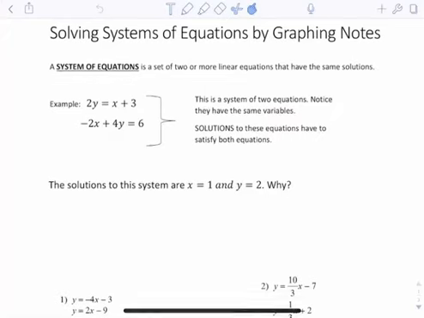Solving a system of linear equations by graphing. So a system of linear equations is a set of two or more linear equations that have the same solution. So remember, linear equations have two variables.